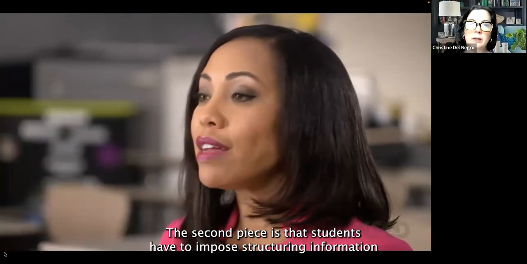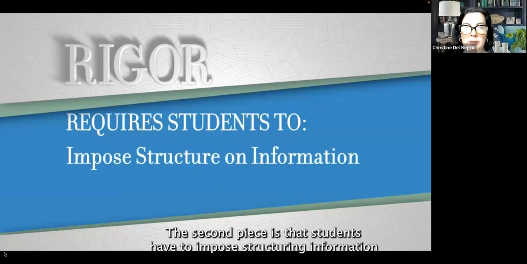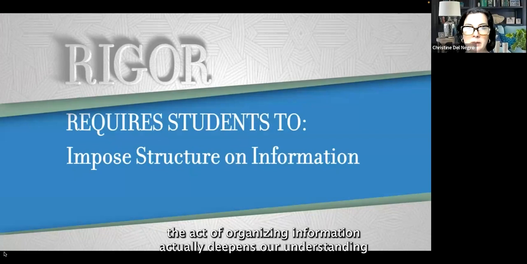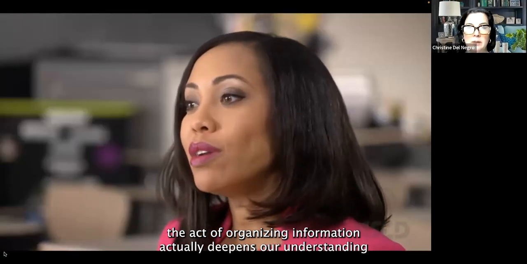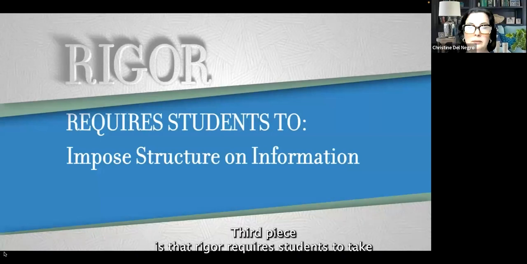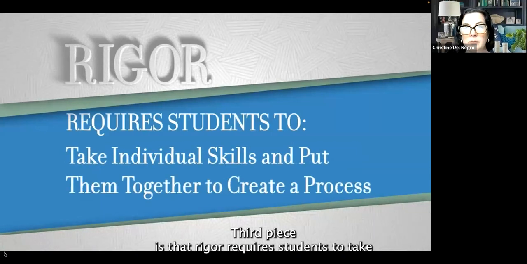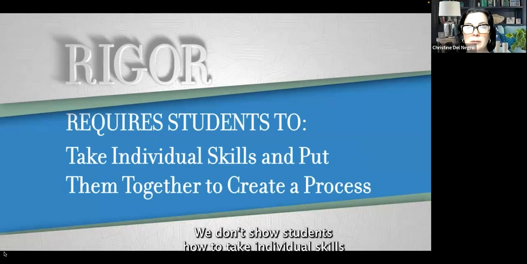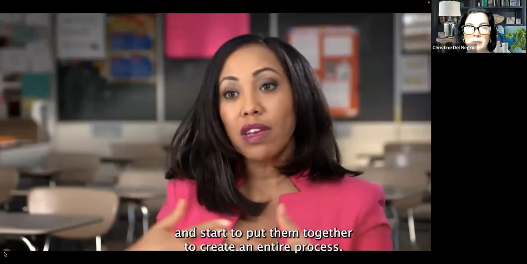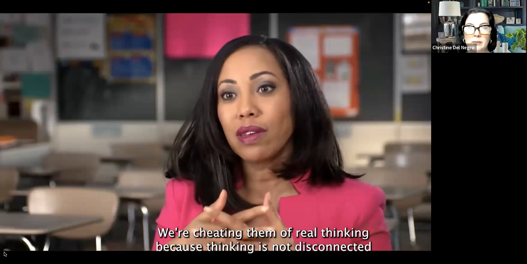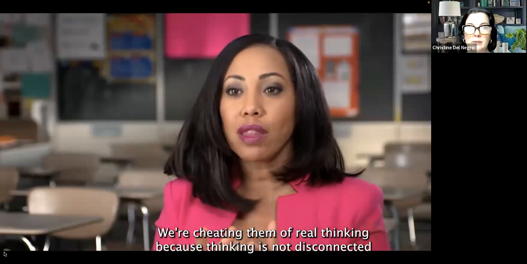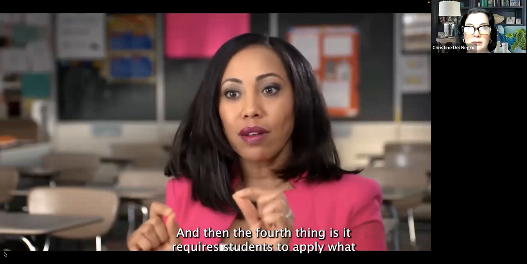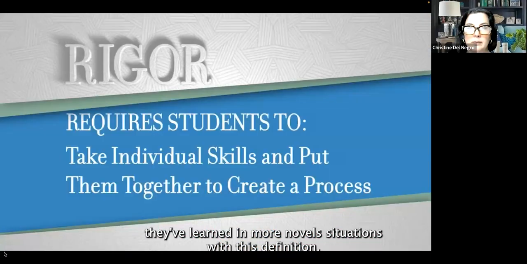The second piece is that students have to impose structure and information, because the way that we know our brains work, the act of imposing structure, the act of organizing information, actually deepens our understanding of the information. Third piece is that rigor requires students to take individual skills and put them together to create a process. If we don't show students how to take individual skills and start to put them together to create an entire process, we're cheating them of real thinking, because thinking is not disconnected skills. Thinking is about an entire process. And then the fourth thing is it requires students to apply what they've learned in new and novel situations.